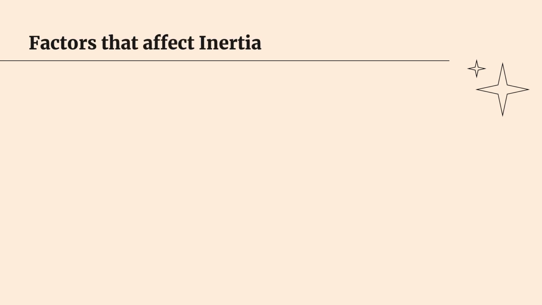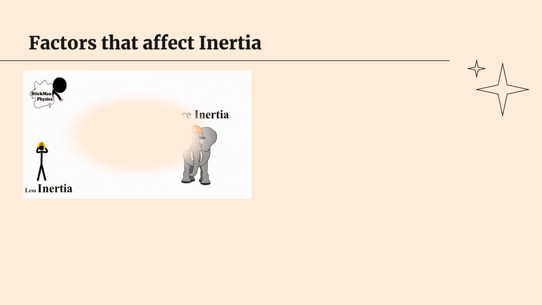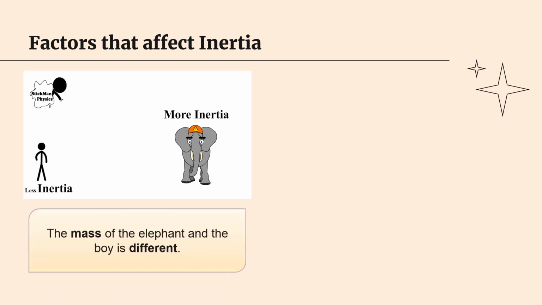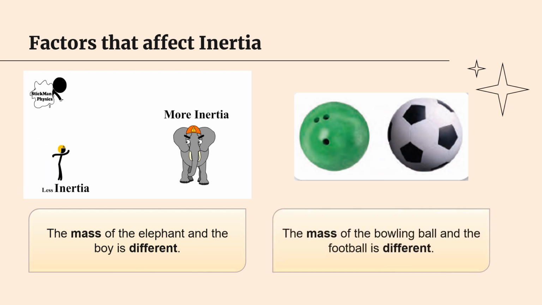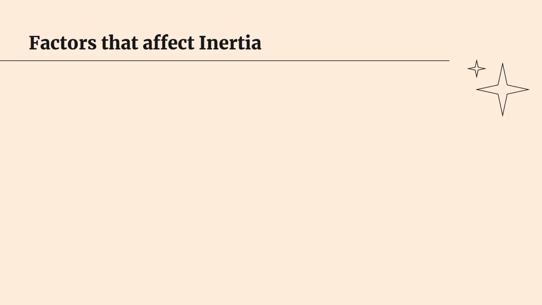Now, we are going to look at the factors that affect inertia. From the picture, what can you see? Yes, the mass of the elephant and the boy is different. How about this picture of the bowling ball and the football? Yes, the mass of the bowling ball and the football is different. So, what can we conclude from this? Yes, good. The factor that affects inertia is mass.